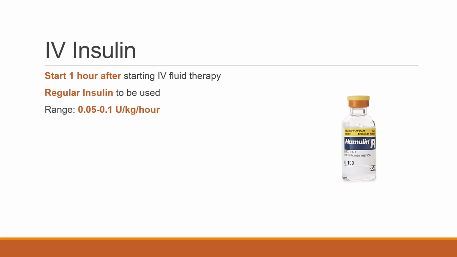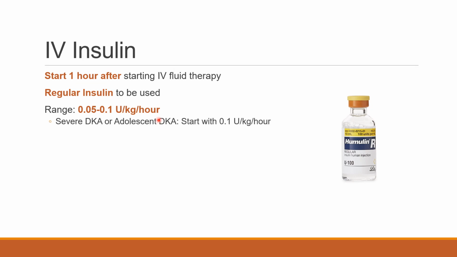So how do we start the drug of choice, that is IV insulin? As I have already discussed before, we have to start it 1 hour after starting the IV fluid therapy. How to calculate IV fluid we have discussed in detail with 2 examples also. So we have started the IV fluid therapy, we have to give the 1 hour gap. In that 1 hour we should not give any insulin, the IV fluid has to go on, and only after 1 hour of IV fluid has gone, we start the IV insulin. The only preparation that should be used is regular insulin, and the rate is 0.05 to 0.1 unit per kg per hour.